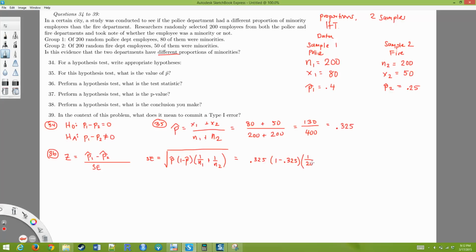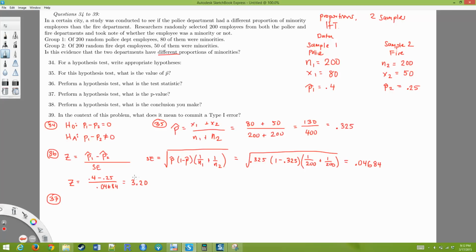All right, so I'm just going to plug in all of these numbers: 1 over 200 plus 1 over 200, take the square root of everything. Can I just tell you what number I get, instead of actually punching it into the calculator? So I get 0.04684. And so the Z is going to be 0.4 minus 0.25 divided by 0.04684. And I get 3.20. That's my Z-score.